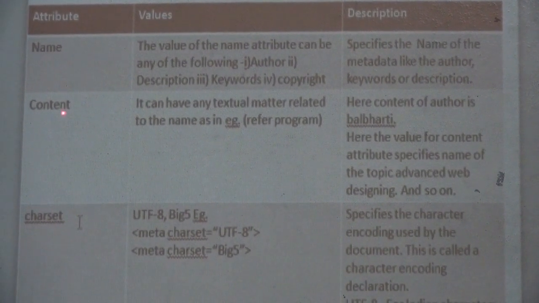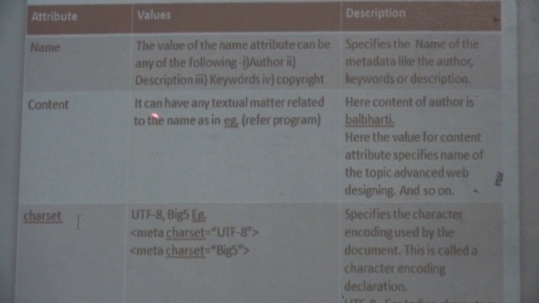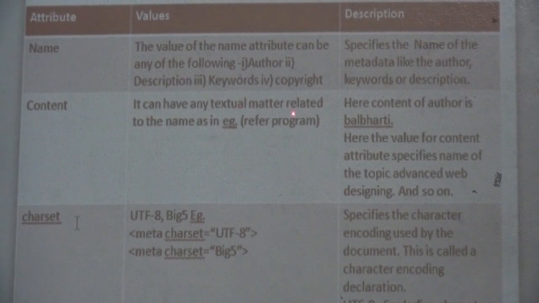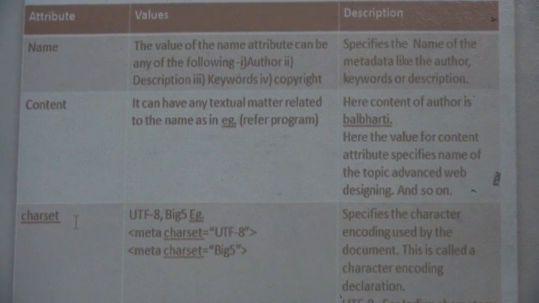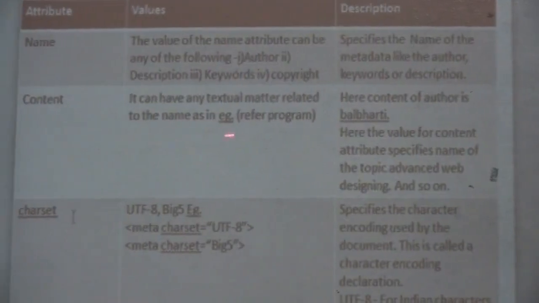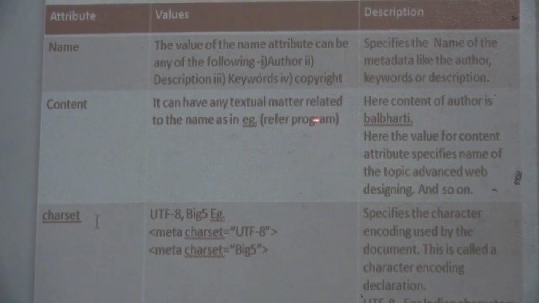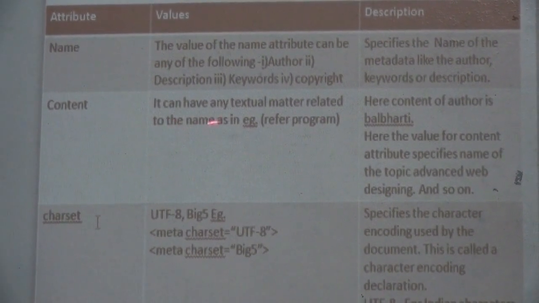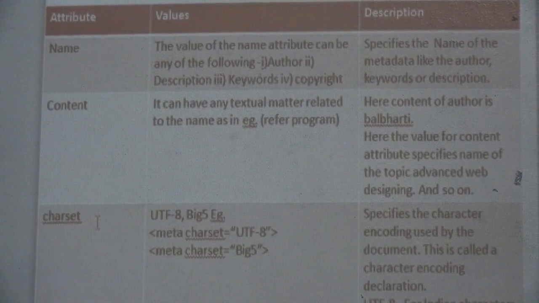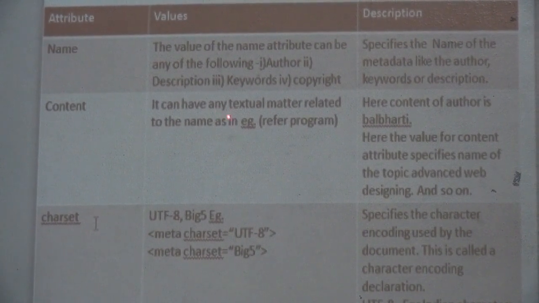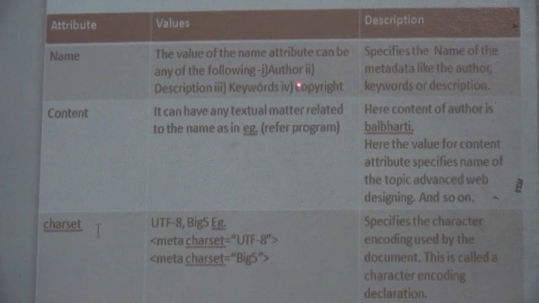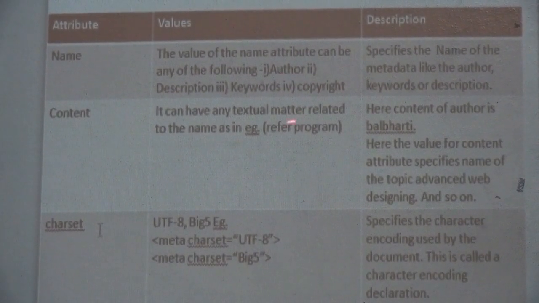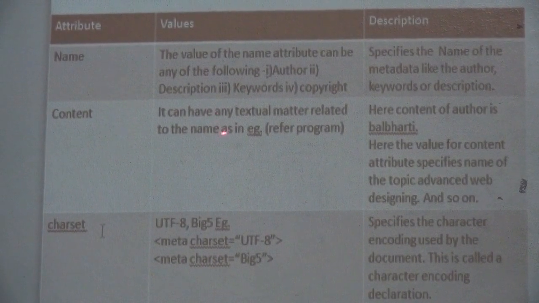Okay, so the next attribute is content. It can have any textual matter related to the name, as in the example. I will show the next program here to give an example of this content. In the next program we are giving the name of the book, author and all the related contents in these fields.